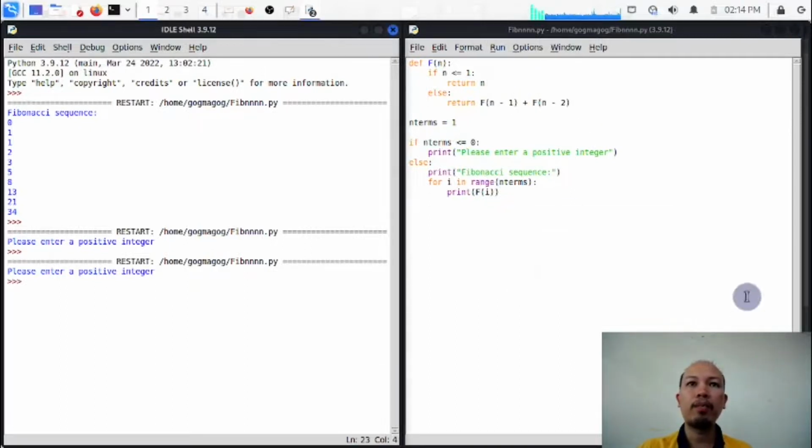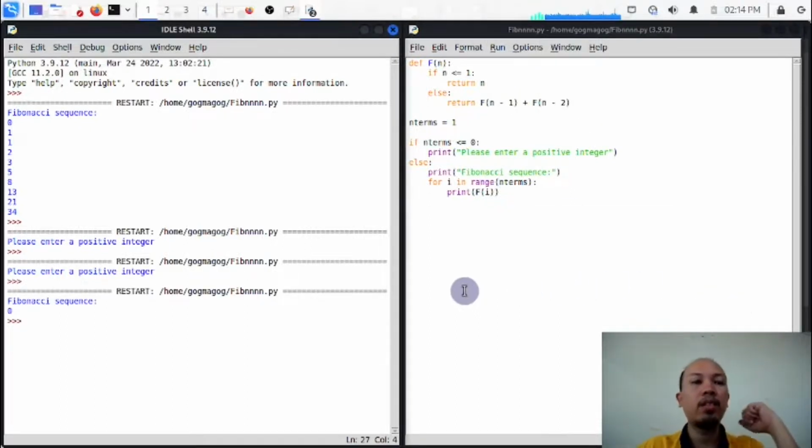How about 1? So we have 0. Since n terms is equal to 1, in the range function it will evaluate 0. And it says here, 0 is less than or equal to 1, so it will return 0. This is 0 here, which is different from the formula.